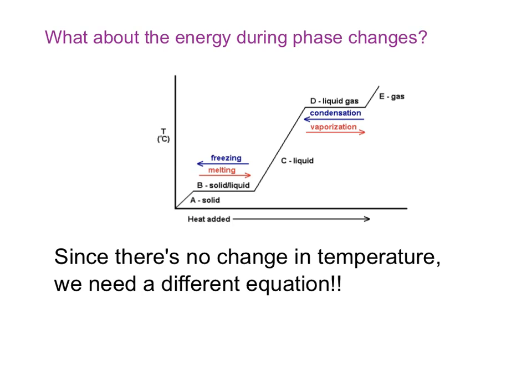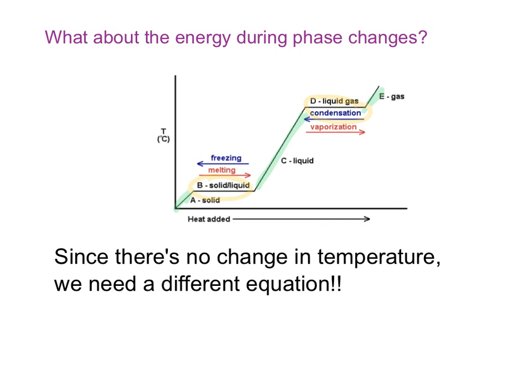So previously we talked about how to handle calculating heat when there was a temperature change, which is our diagonal lines on our heating curve, but we have not yet talked about what to do when there's a phase change. We can't use mcΔT because we don't have a change in temperature. So we do need a different equation.